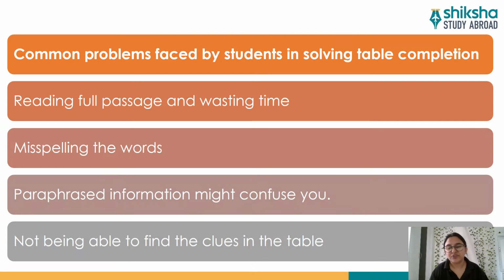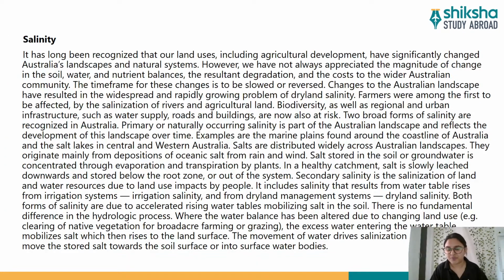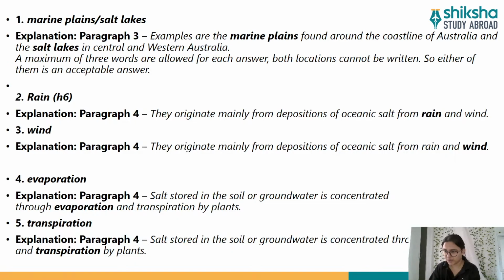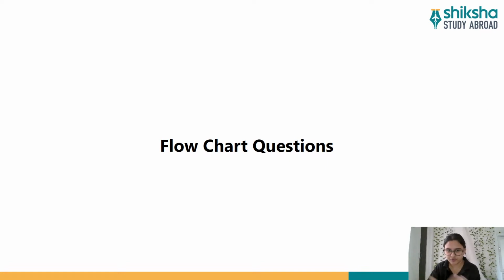Not being able to find the clues in the table is also one of the problems which students face. Now, again, a sample question. A table question will look like this: two forms of salinity. Then you can see primary and secondary. A few clues are given to you along with the blanks. So you need to fill in these blanks with no more than three words. These are the instructions which I'm talking about, which you'll have to focus on. Again, I have given the answers with the explanations for you to cross-check later on when you want to practice by yourself.